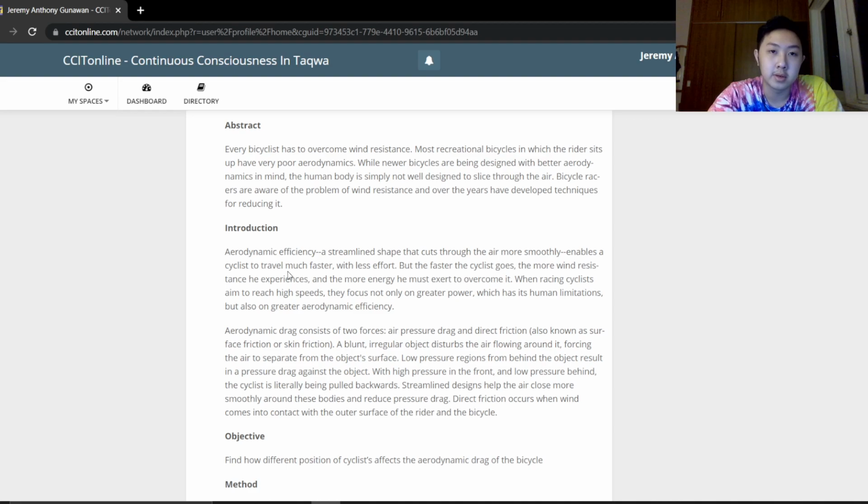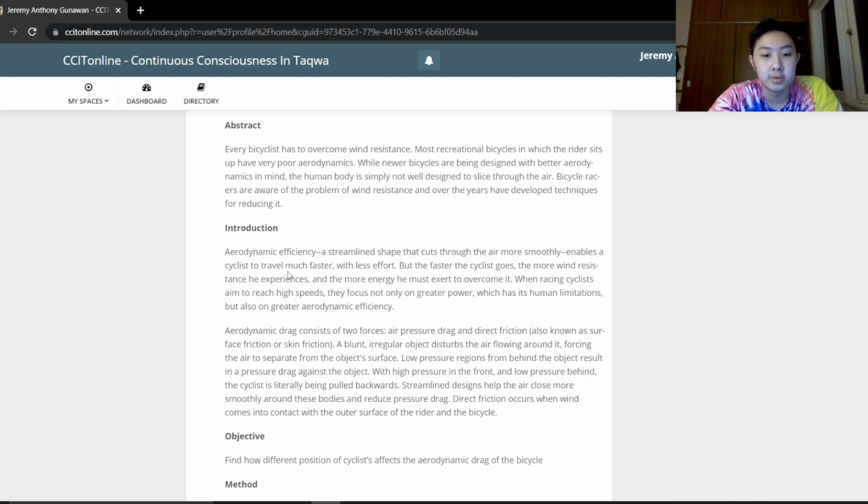A blunt or irregular object disturbs the air flowing around it, forcing the air to separate from the object's surface. Let's say we throw a book forward, and the air moves around the book and makes it resist against the wind. Low pressure regions behind the object result in pressure drag against the object. Same with the bike: we have higher pressure in front and low pressure behind, so the cyclist is literally being pulled backwards.